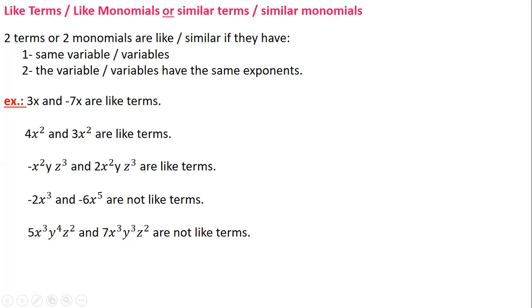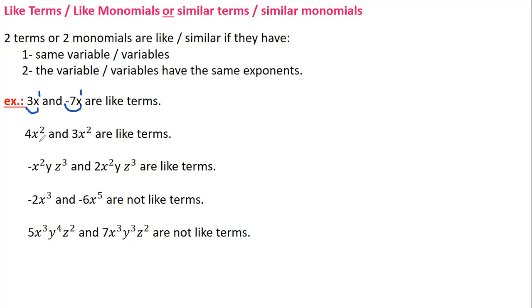It's not enough only to have the same variable. The variable should have the same exponent. What is the exponent of x here? The exponent of x in the first one, because it has no exponent, is 1. In the second one, also x has no exponent, so the exponent is 1. So in this monomial and in this monomial, since we have the same variable x and both x's have the same exponent 1, then they are like terms or similar monomials.